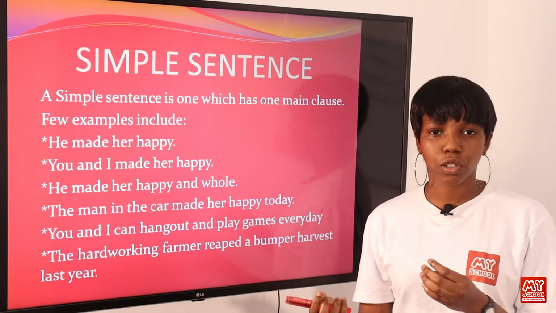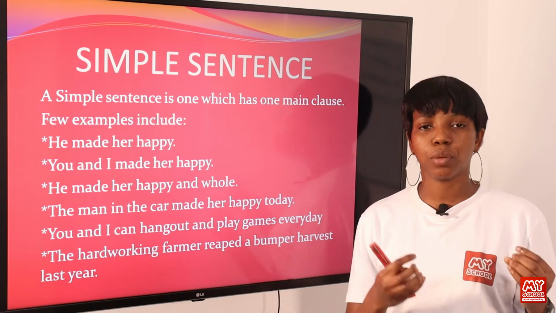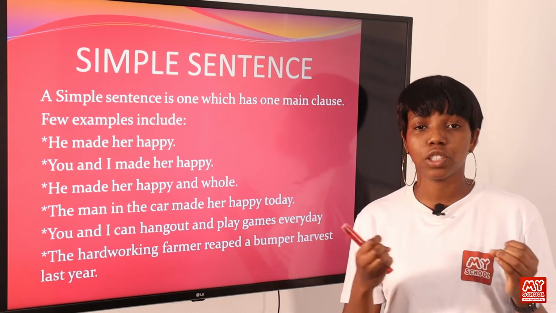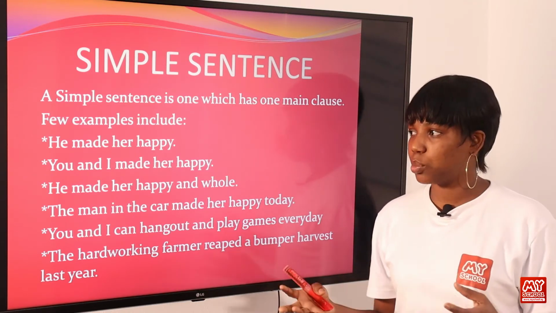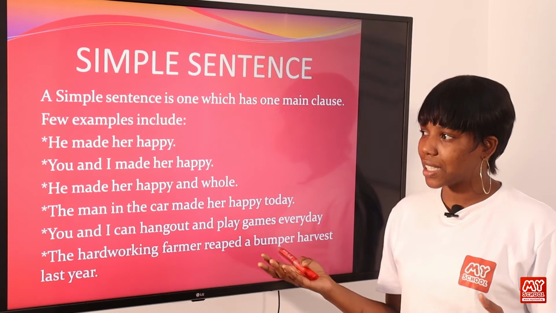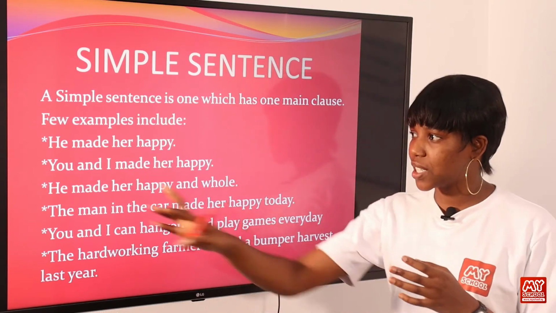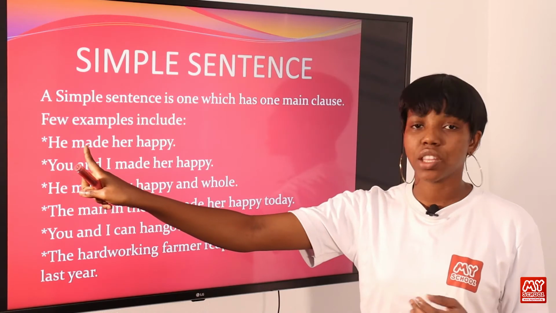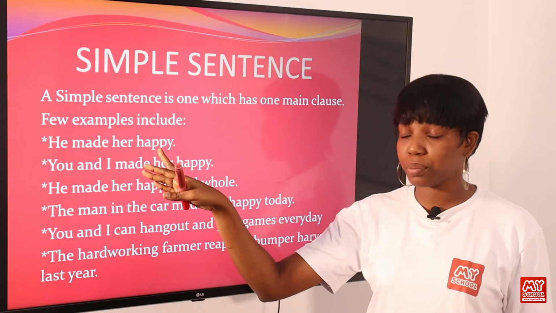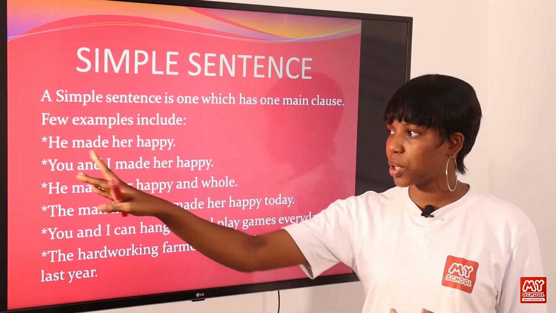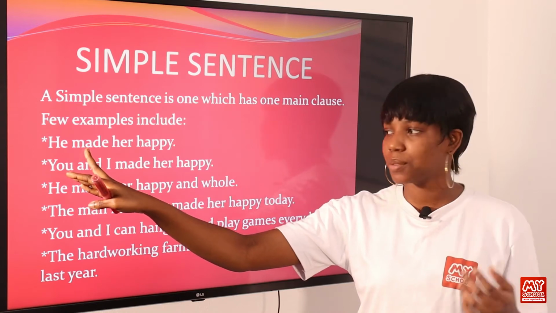So what is a main clause? We've discussed this in the previous video. A main clause has a subject-verb combination or a subject-verb relationship, and it makes sense. Okay, so this is a simple sentence. Now let's take a look at the examples provided. He made her happy. Okay, so we see the subject he and made the verb. The rest here is the predicate. We have the object and we have the complement, object complement. Okay, so we can see the subject-verb relationship, and then it makes complete sense.